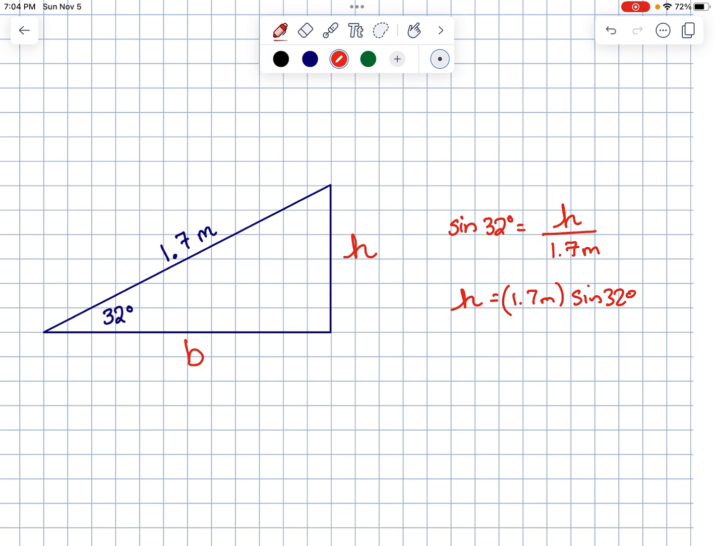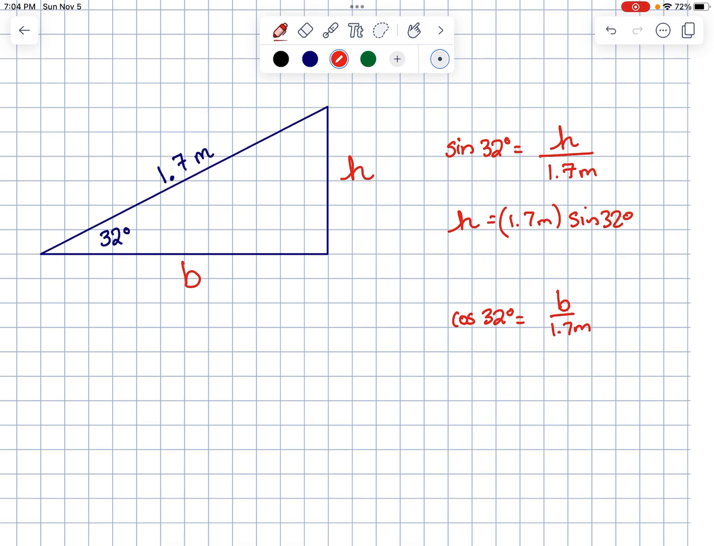Okay? Now, if we wanted to find this side right here, this side B, then we would probably use cosine, because the cosine of the angle, 32 degrees, is equal to the adjacent side, which is B, divided by the hypotenuse, which is 1.7 meters. And we could then multiply both sides by 1.7, and so we could find B, which would actually equal 1.7 meters times the cosine of the angle, which is 32 degrees. And we could solve for B.